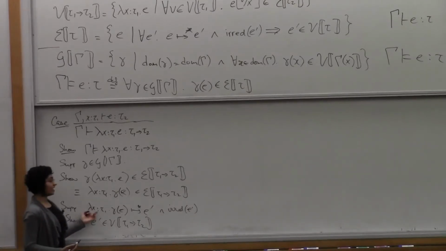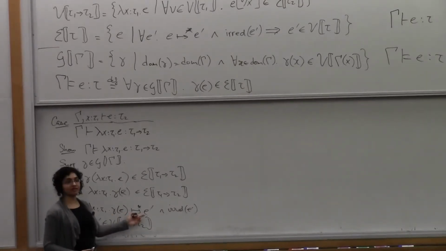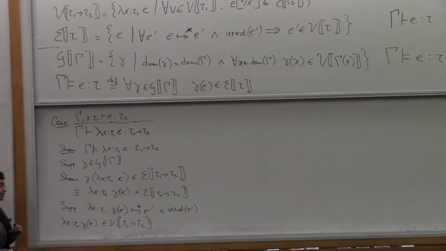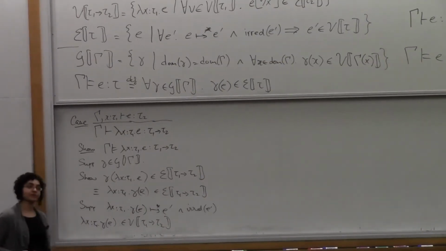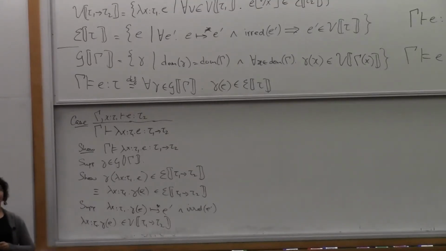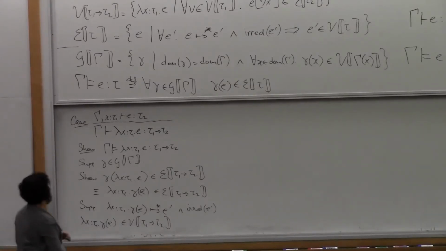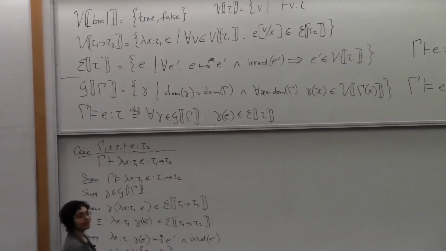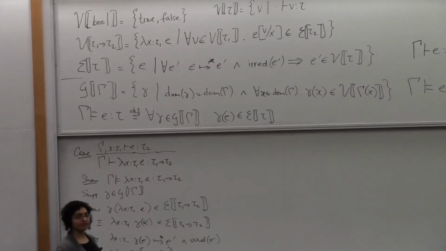Now we already have a value, so that must mean that e prime is, in fact, the lambda term that we had. So showing this just amounts to showing that this lambda, lambda x dot gamma e, belongs to v of tau 1 arrow tau 2. So how do we show that? Let's look at the definition of v tau 1 arrow tau 2. What does it say? It says that you get to have a value v in v of tau 1.